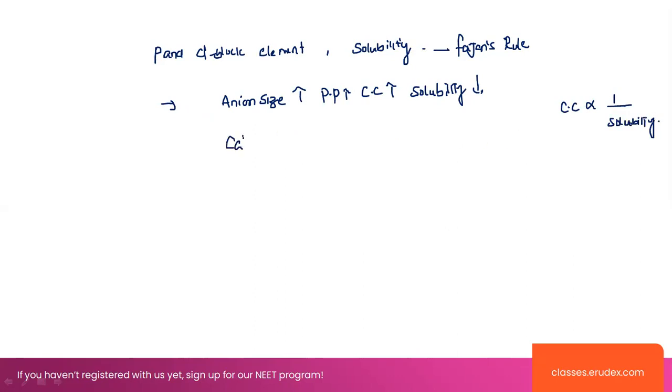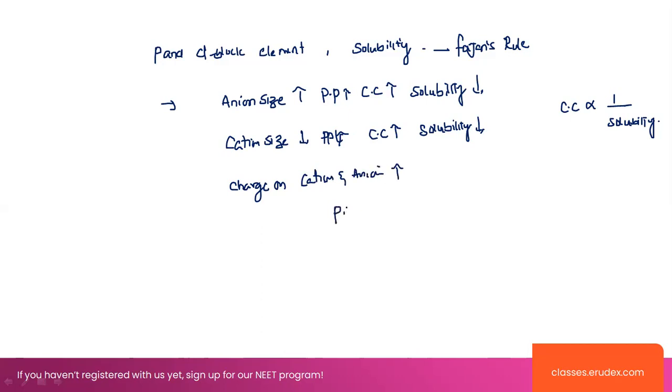Coming to the cation size, whenever the cation size is small, then polarizing power will increase, covalent character will increase, then solubility will decrease. Coming to the charge on cation and anion, when charge on cation and anion increases, polarizing power increases and covalent character increases, whereas the solubility will decrease. So this is the order we have to remember for the P and D block elements.